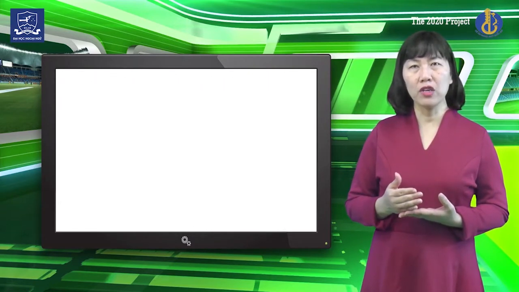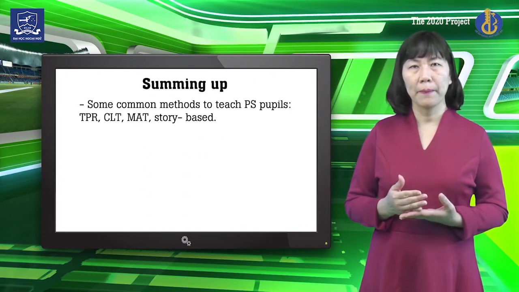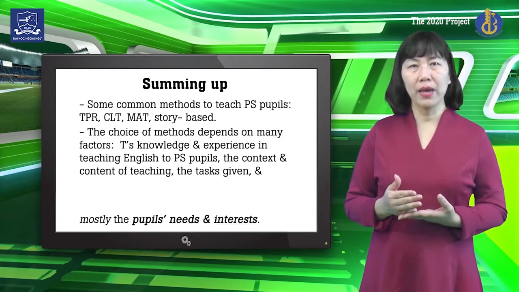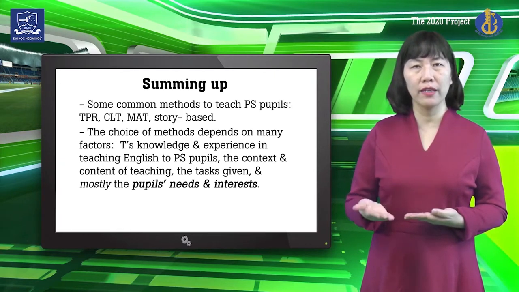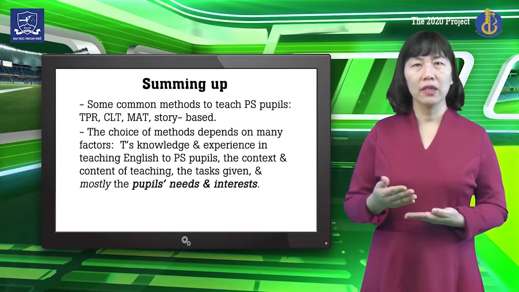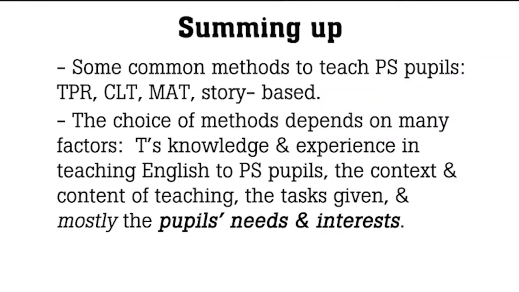So far, we have looked at some common methods to teach primary school pupils. The choice of the methods depends on many factors, including the teacher's different beliefs and understandings of how their pupils learn English, their knowledge, and the experience in teaching English to primary school pupils. It also depends on the context and content of teaching, the task given, and mostly the pupils' needs and interests.